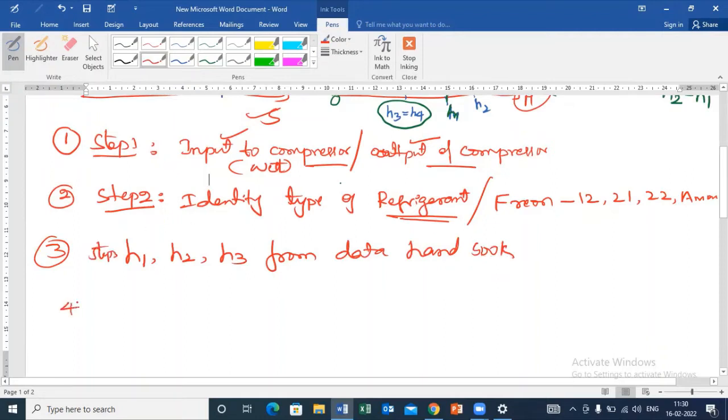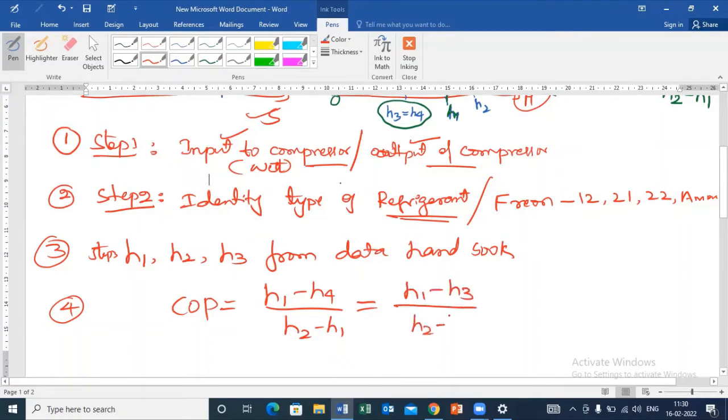And the fourth step is to substitute in the SCOP equation, that is H1 minus H4 divided by H2 minus H1, or else H1 minus H3 divided by H2 minus H1. Here you need to calculate H1, H2, H3. Some values you will get directly from the data handbook, some values you will not be getting directly. You will be calculating them using some additional formulas.